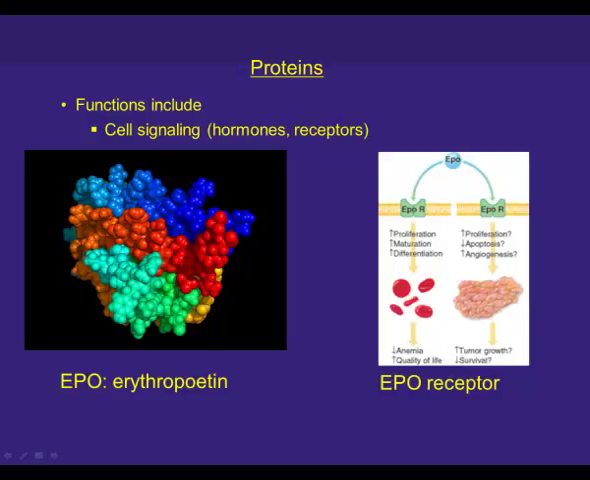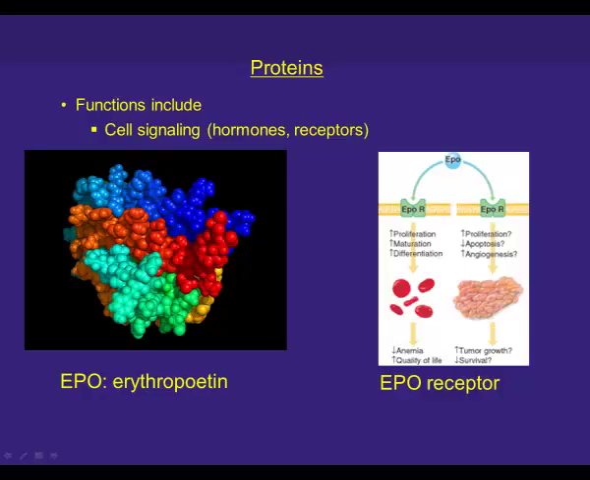Proteins are also involved in cell signaling. You may have heard of this one, EPO, that stands for erythropoietin. It's a naturally occurring protein, but a lot of people have heard of it because it was used as a performance-enhancing drug by athletes quite a bit in the past.